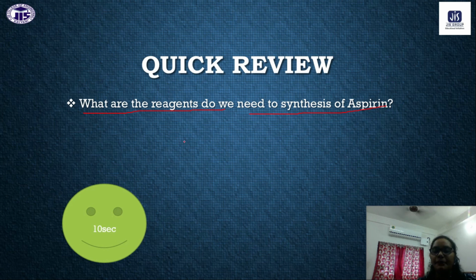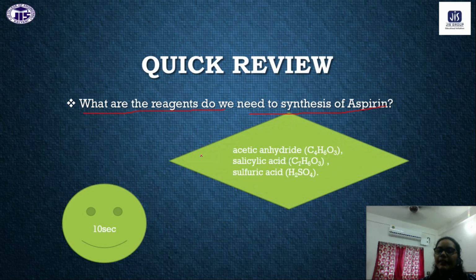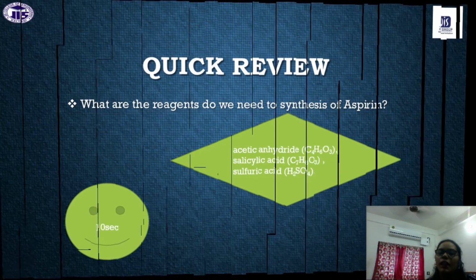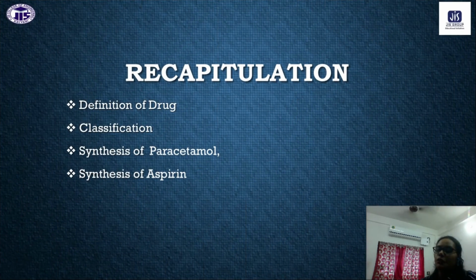Your time is over, and you are absolutely right. To synthesize aspirin, we should have acetic anhydride, salicylic acid, and as a catalyst, sulfuric acid. With the help of these three reagents, we can synthesize aspirin, which is widely used for pain relief, and also if we have a headache or fever. So this is a recapitulation of today's topic.